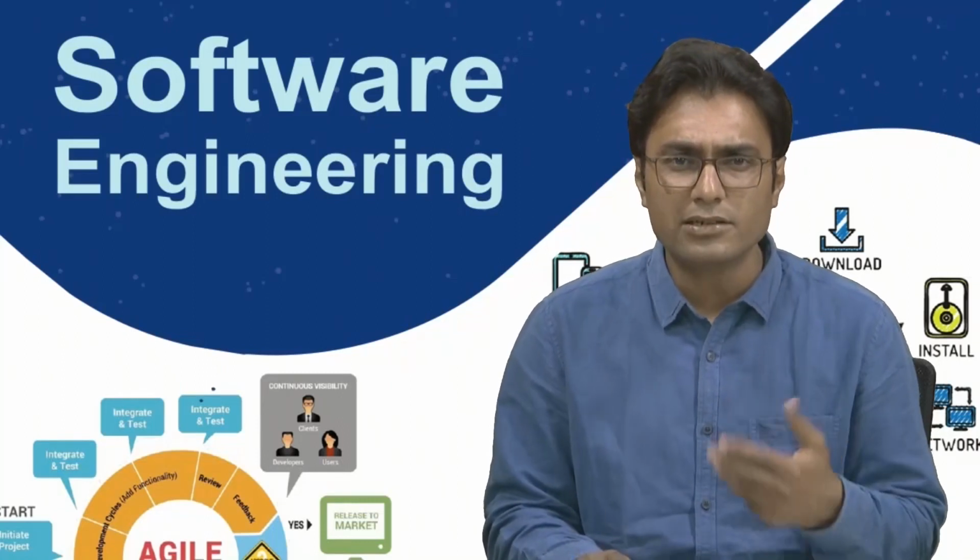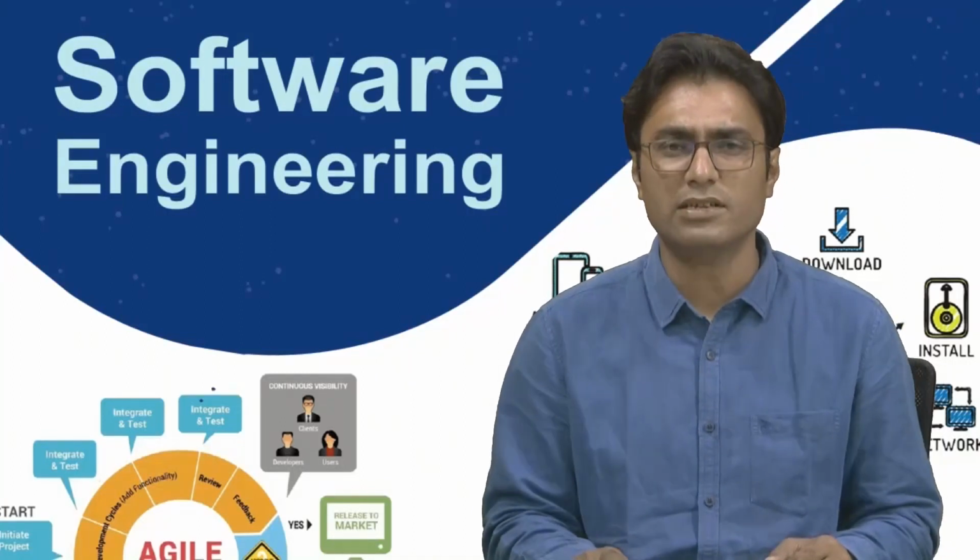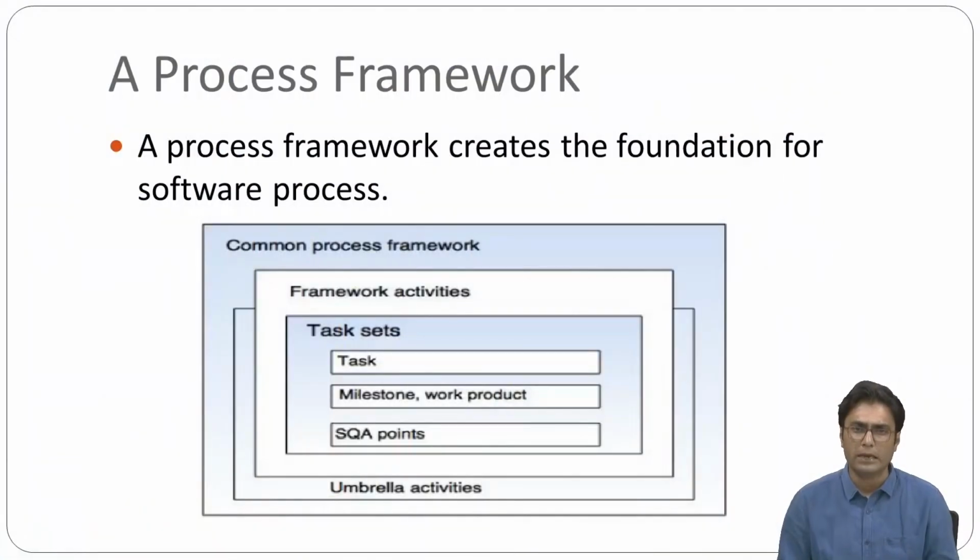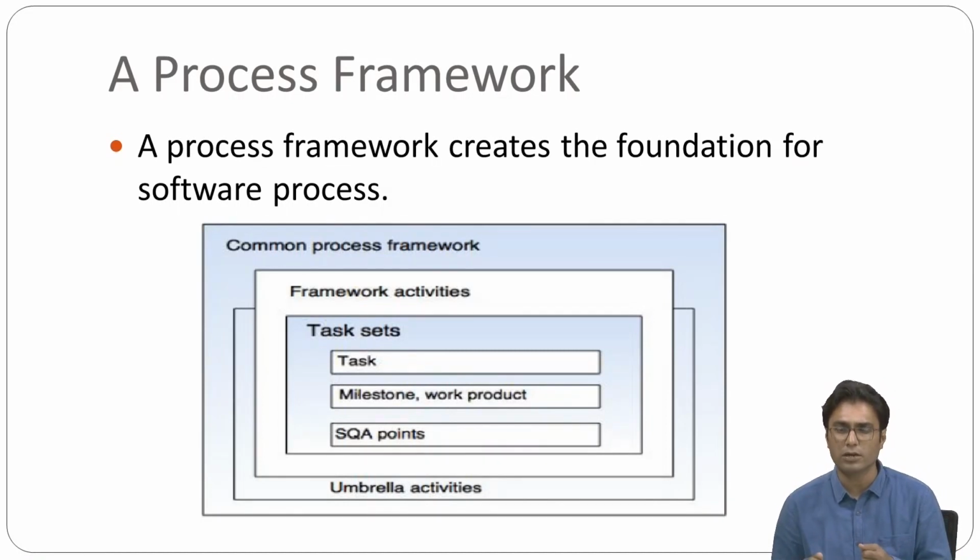Then in the next slide, we have the process framework. To build any product, a series of predictable steps, a roadmap, is designed. It is called a process. The same applies to software. A software process helps achieve timely, high quality results. It consists of a framework for tasks that are required to build high quality software. So, a process framework creates the foundation for the software process.